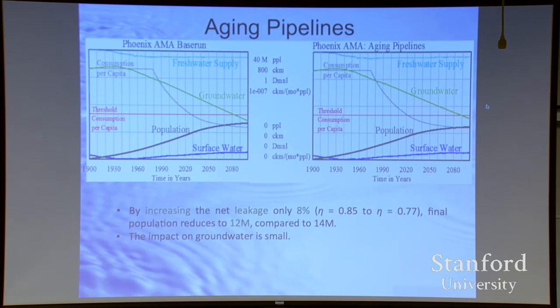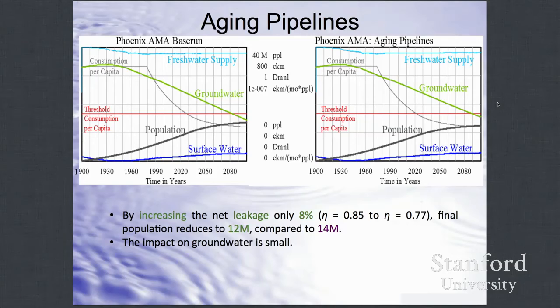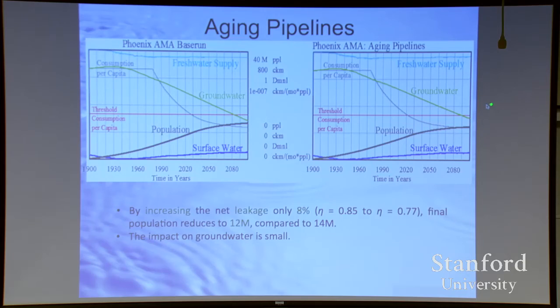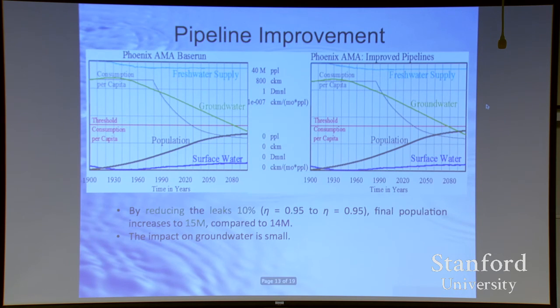Okay, what happens with the transfer infrastructure, aging pipelines? So we look at the aging pipelines. If we improve them, we can improve the carrying capacity a little bit. If it's aging, with worsening conditions, we end up at about 12 million. And the impact on groundwater is not too large. If we improve the pipelines, we can go to about 15 million instead of 14 million. So overall, it can improve the carrying capacity.